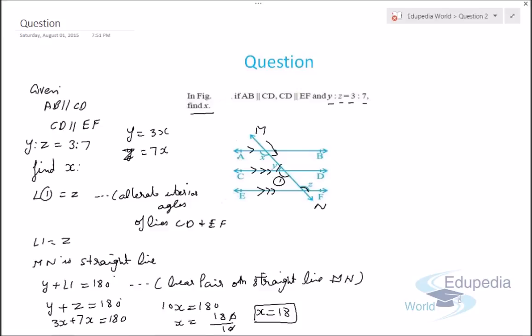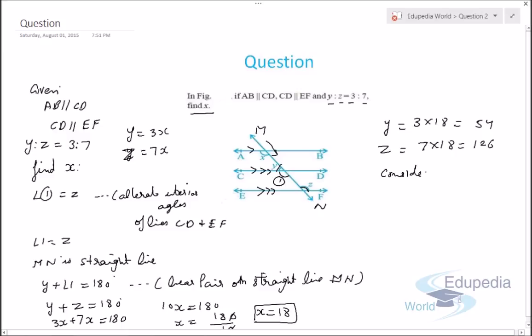Now we can clearly see that y will be equal to 3 into 18, which is 54, and z will be equal to 7 into 18, which is 126. Now we need to find the value of x. If we consider lines AB parallel to CD, then x plus y will be equal to 180 degrees. Why? Because they represent co-interior angles.